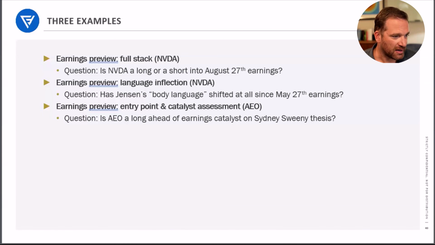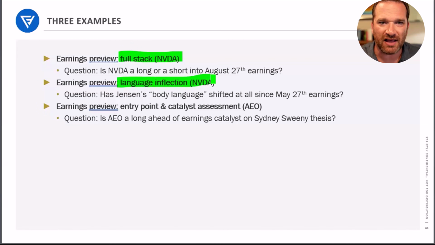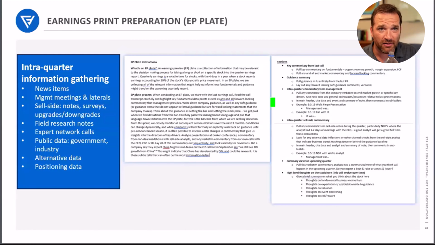We could go on for hours and hours about all of these. We'll give you 3 discrete examples, some that were green checks, some that were not, as it relates to earnings. Number 1 is a full stack earnings preview, and then we do a language inflection. Then we'll talk about an entry point and catalyst assessment for American Eagle.